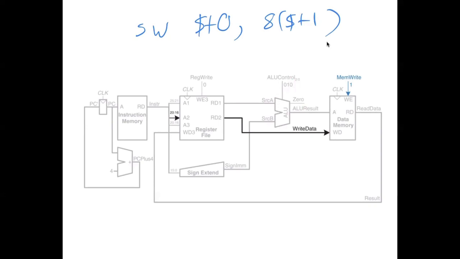Also note the changes in the control wires. For a load word, we did not write to memory, so memwrite would have been 0, whereas here it's 1. For a load word, we were writing to the register, so regwrite would have been 1. Store word does not write to a register, it only writes to memory, so regwrite is 0 in this case.